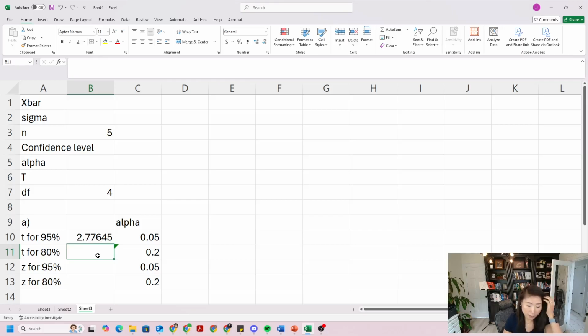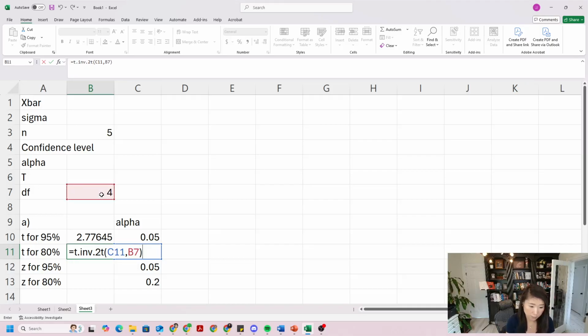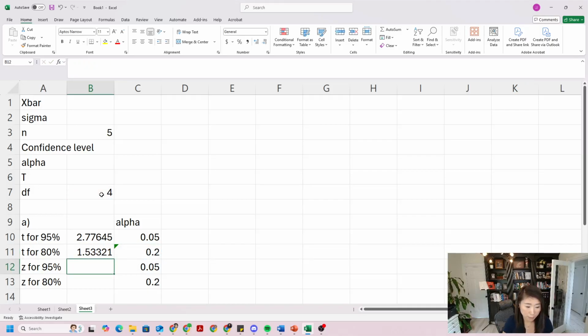Then for the t for the 80% confidence interval, T.INV.2T, parentheses, the probability here is 0.2, and the degree of freedom is 4. It's 1.533, as we mentioned. So if you want a narrower interval, you need to reduce your confidence level. Now let's think about the z-score.